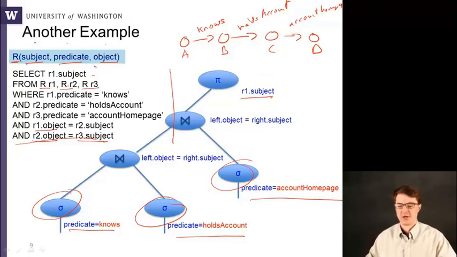Okay, so perhaps a kind of complicated example, but I think the takeaways here are: I wanted to mention RDF because we might come across it again. I also want to demonstrate that you can access the same relation more than one time in a single query. And then I wanted to give another example of translating even complicated queries into relational algebra expressions. Okay.